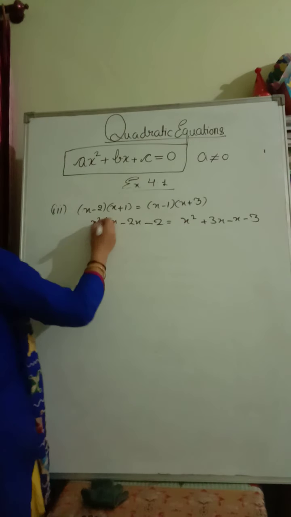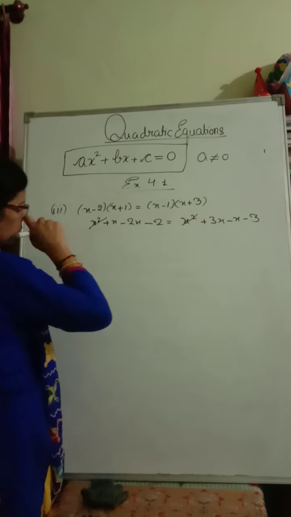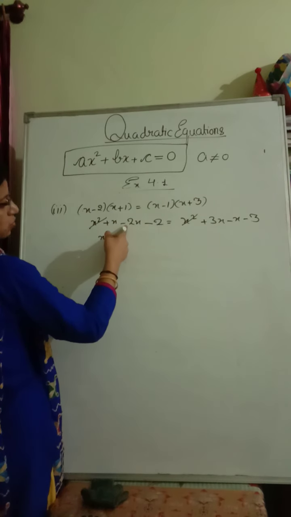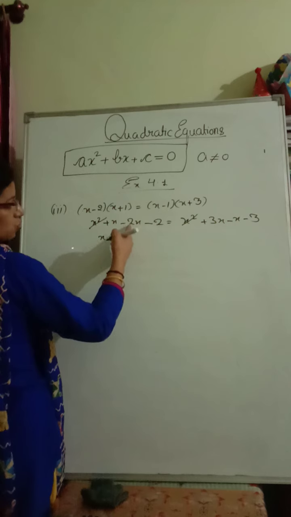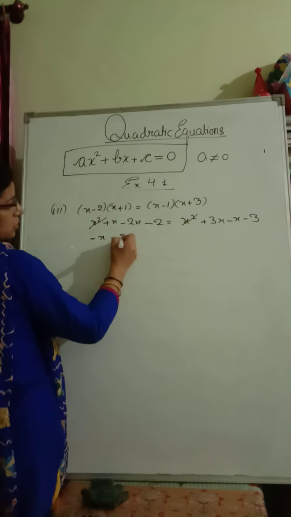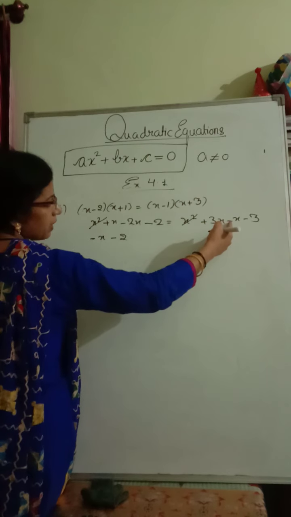Okay. So x square and x square cancel out. All the terms you bring this side. x plus x minus 2x. Plus, minus, minus. 2 minus 1, 1. 2 is greater, so minus x. Minus 2. Plus, minus, minus.